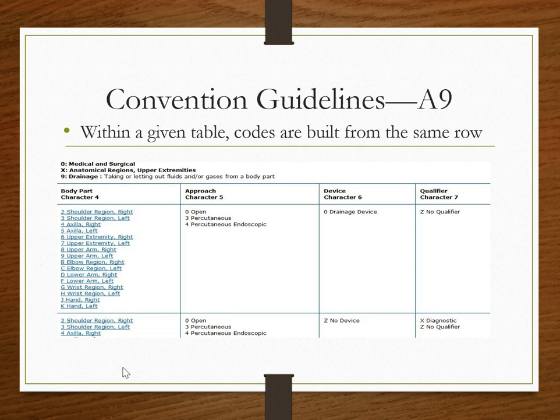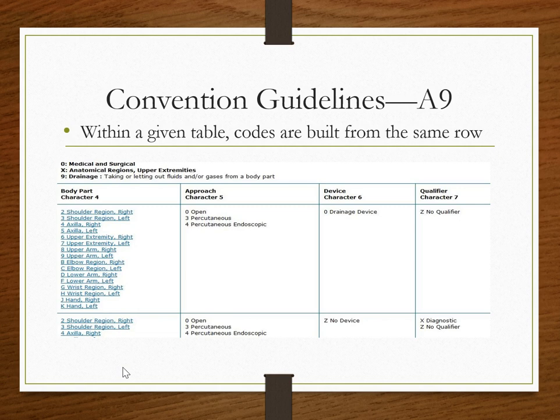Well, they both say shoulder region, right. Then you have your approach character. But notice when you get to character number 6, there's a drainage device.